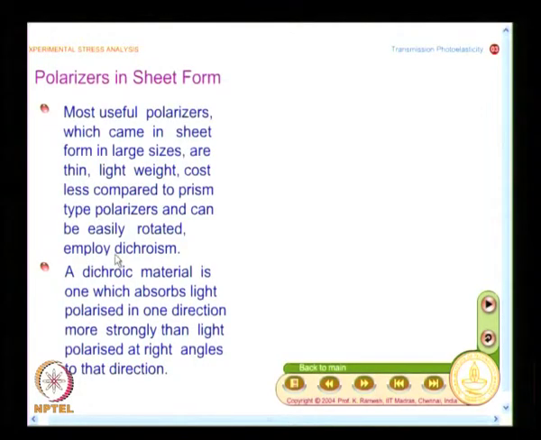And they all have the characteristic called dichroism. And what is dichroism? A dichroic material is one which absorbs light polarized in one direction more strongly than light polarized at right angles to that direction.